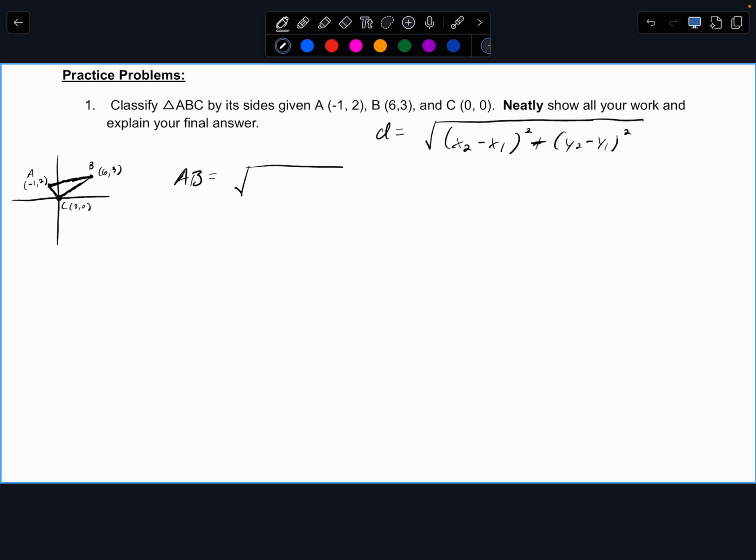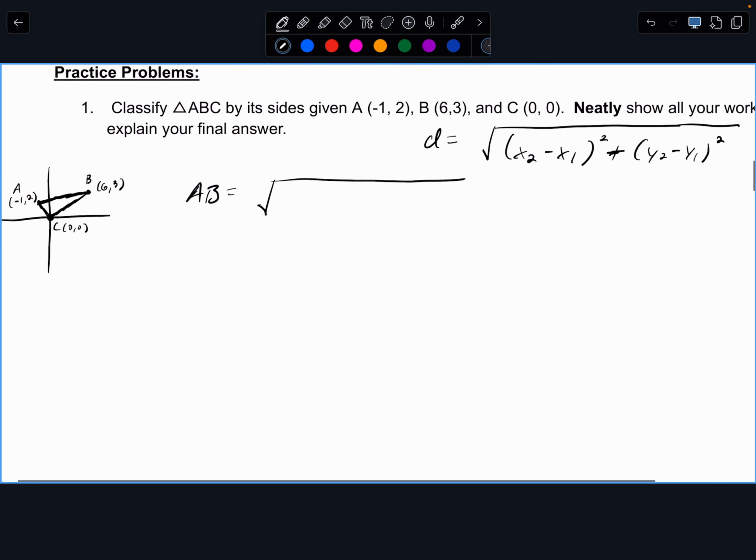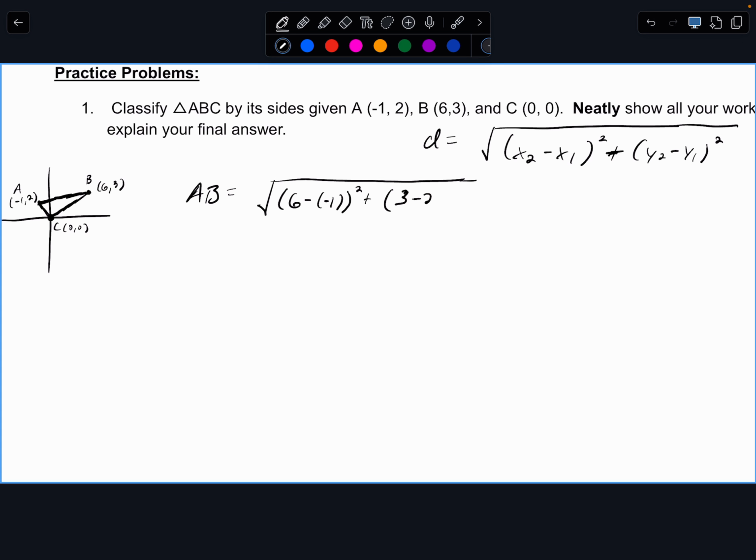Okay? So segment AB, I'm going to have, let's see, Sophia, if you look at segment AB, could you tell us what we want to put in our square root symbol? 6 minus -1. Okay. And then what about for your y's? 3 minus 2. Excellent. Make sure you're writing small. 6 minus a -1 is really 6 plus 1. So what is 6 plus 1? And then square it. 49. 3 minus 2 is 1. When you square that, you get 1.